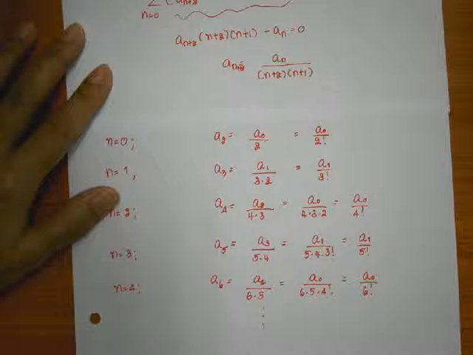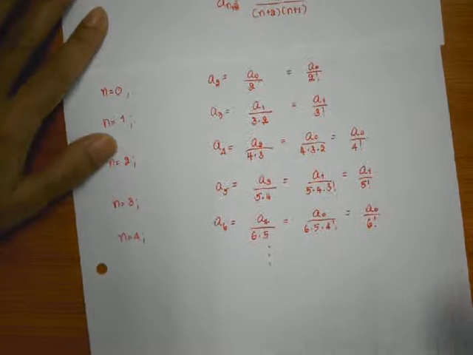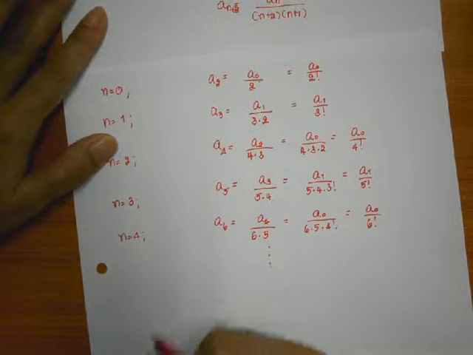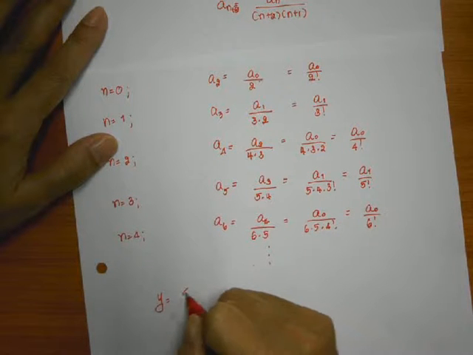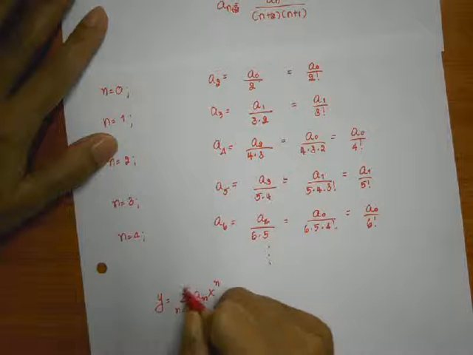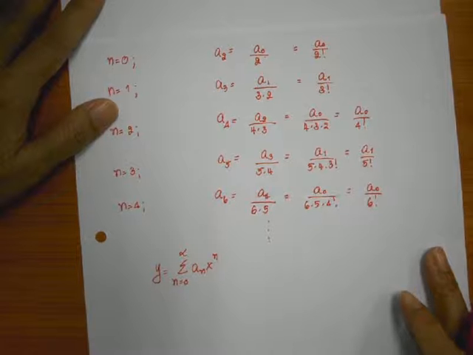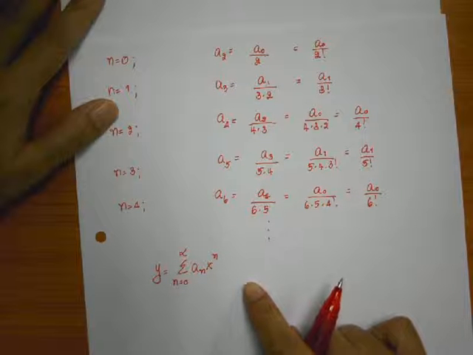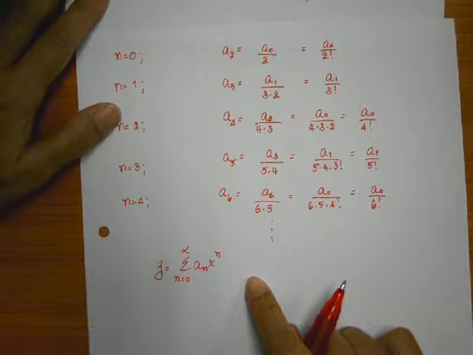Now you know that a2, a4, a6, a8 can be written in terms of a0. And a3, a5, a7, a9, a11, and so on, are going to be in terms of a1, right? And now you know a_n. So you just assume that your y is equal to the summation of a_n x to the power n, n equal to 0 to infinity, right? This is what we assumed in the first place, and we said that this y is the solution of our differential equation.